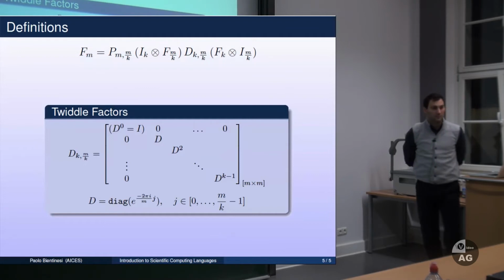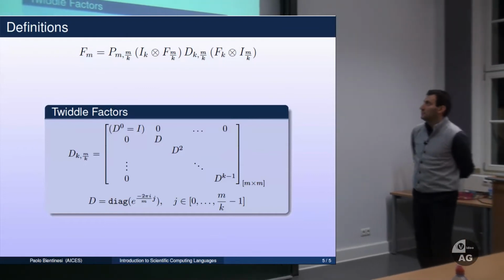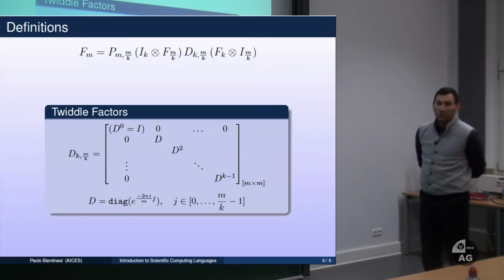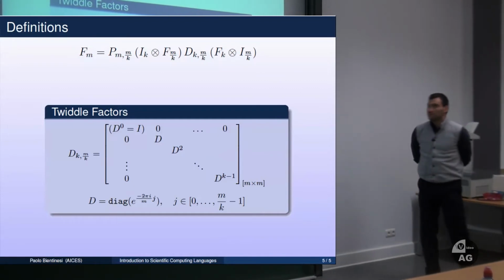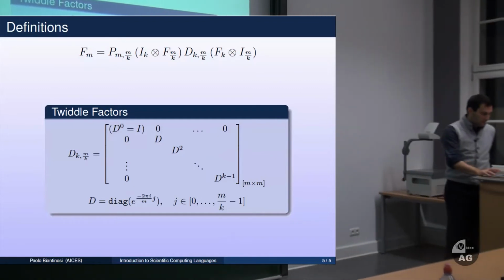So I just don't understand, why does this perturbation come into picture? Perturbation? Yeah, this P matrix. Oh, it's not perturbation, it's permutation. I will get to that.